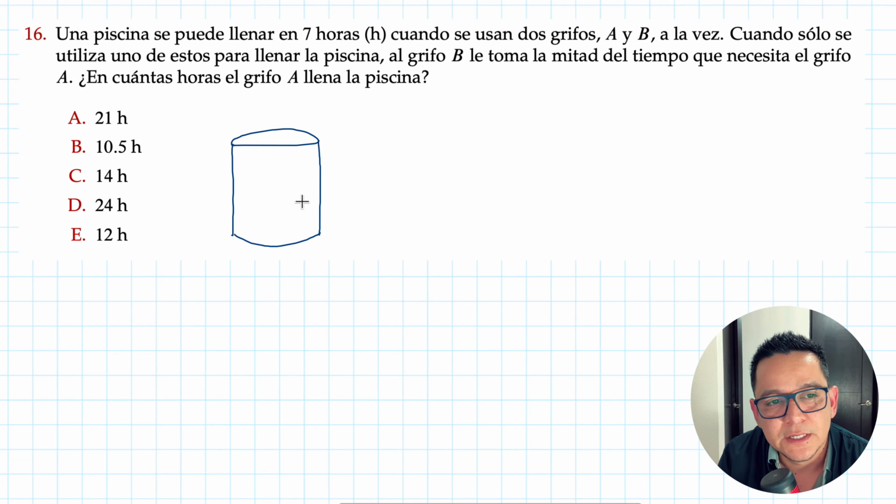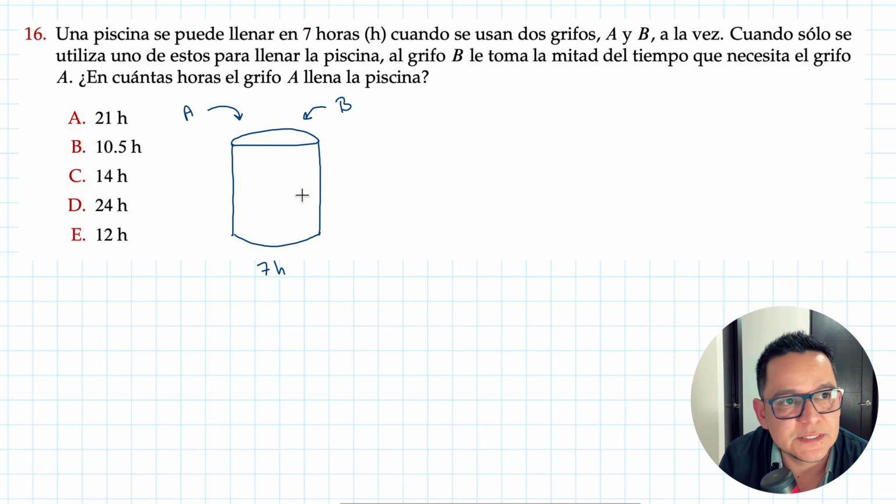Sorry, okay? So let's suppose the pool is here, okay? We're going to open faucets A and B. And when both are open, it takes 7 hours. I'll just note 7 hours. Here's some information that's super important for being able to solve it.